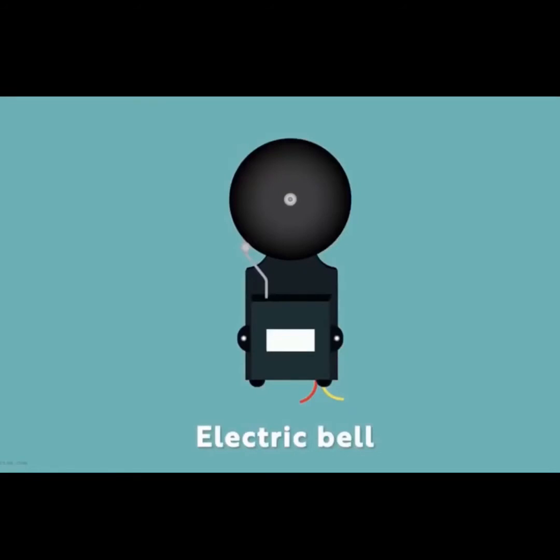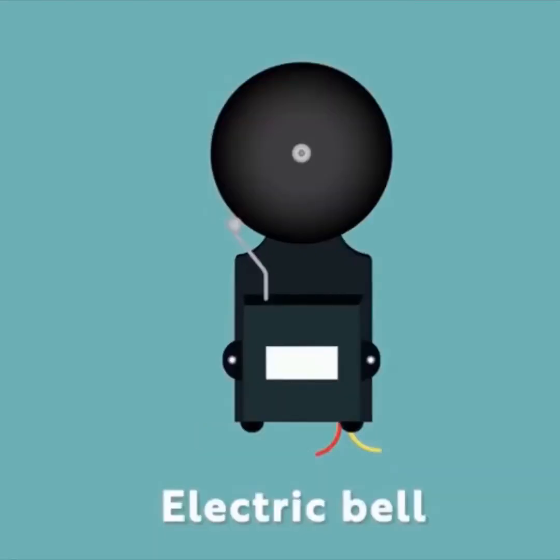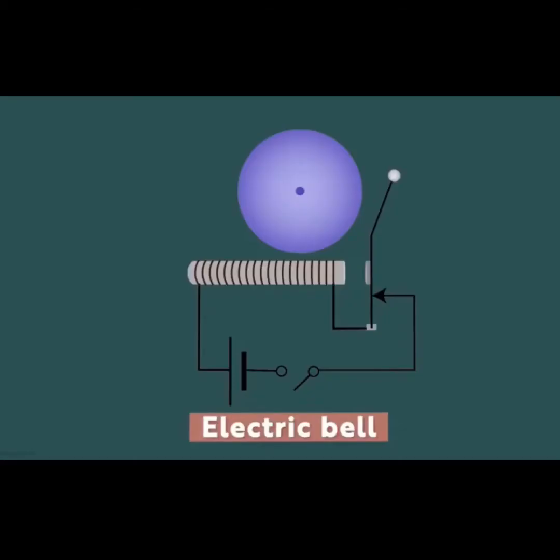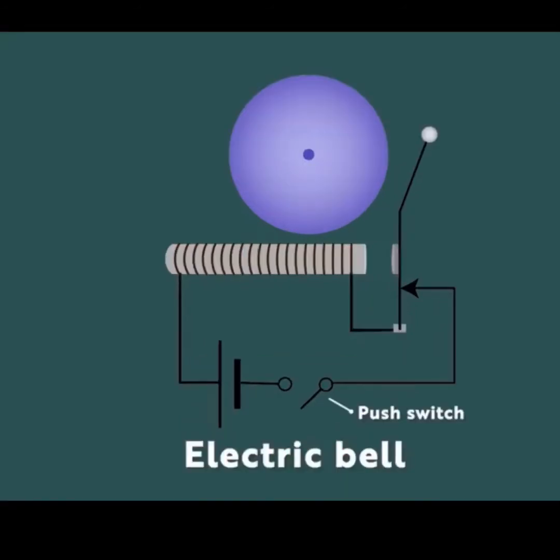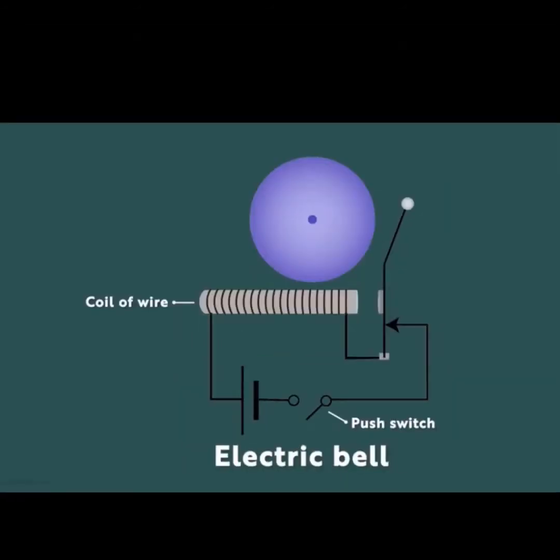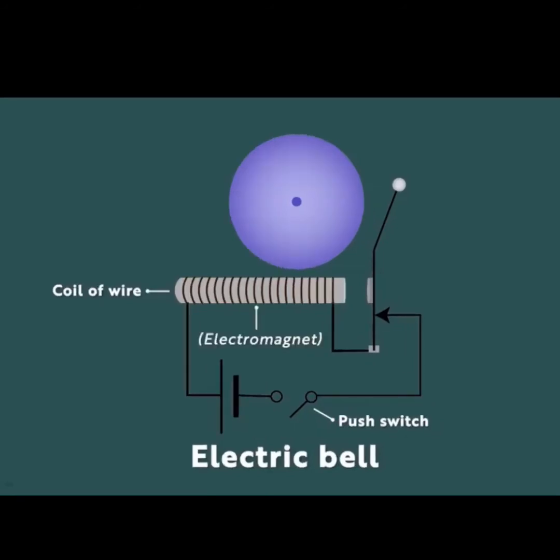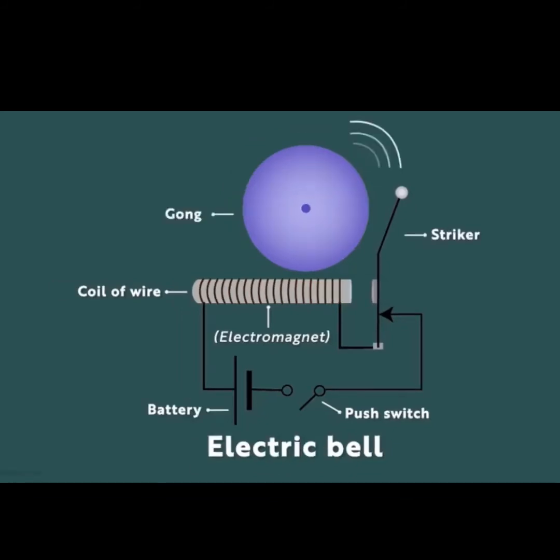Now let's see another application, which is the electric bell. Let's see the inner structure of the electric bell. This is the inner structure of the electric bell, as you can see. First, this is a push switch, and this is a coil of wire. The coil of wire is wound around a piece of iron. So we can conclude the piece of iron becomes what? An electromagnet. And we also have a gong and a striker.